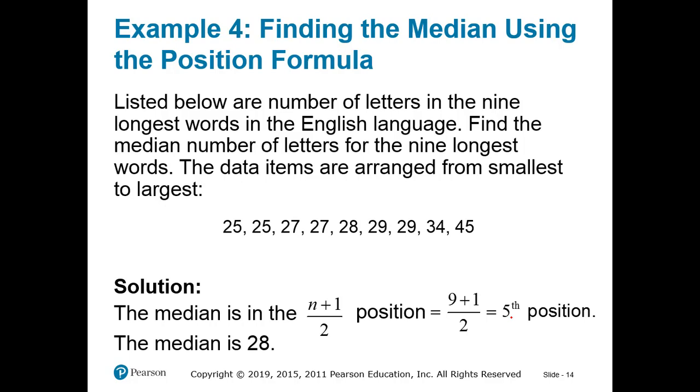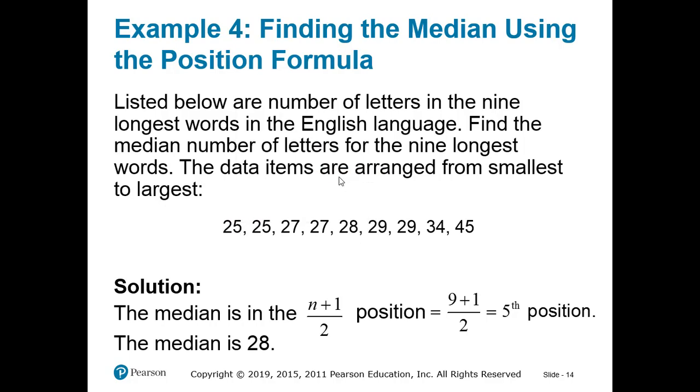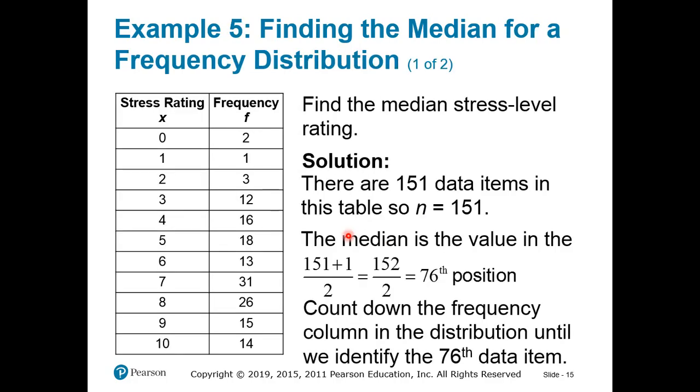It does not matter which end you start with. If I start over here, 1, 2, 3, 4, 5, the median is 28. Or if I start over here, 1, 2, 3, 4, 5, I still reach the median. The median is 28.